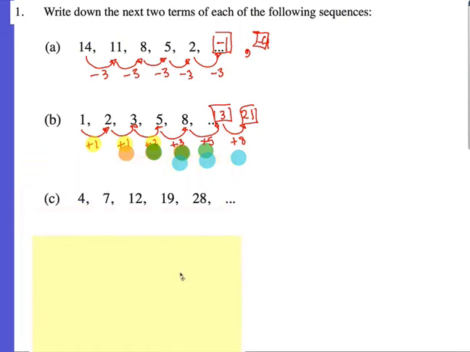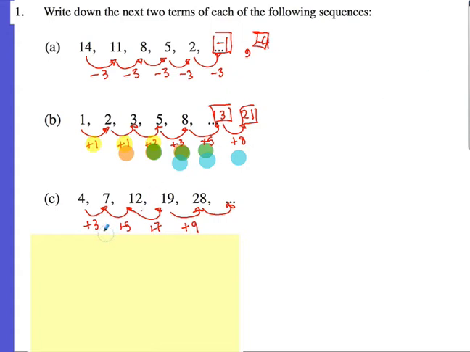Okay, next one. Work out the first difference again, see if you spot a pattern. That's add 3, add 5, add 7. Looks like add 11, is it? Ooh, no, add 9.